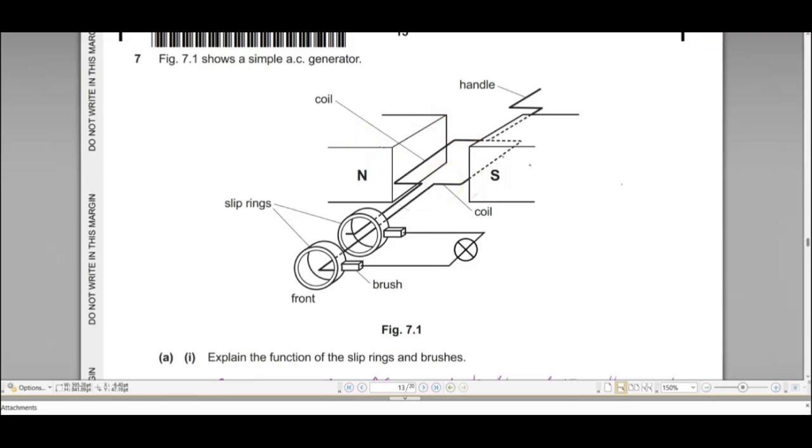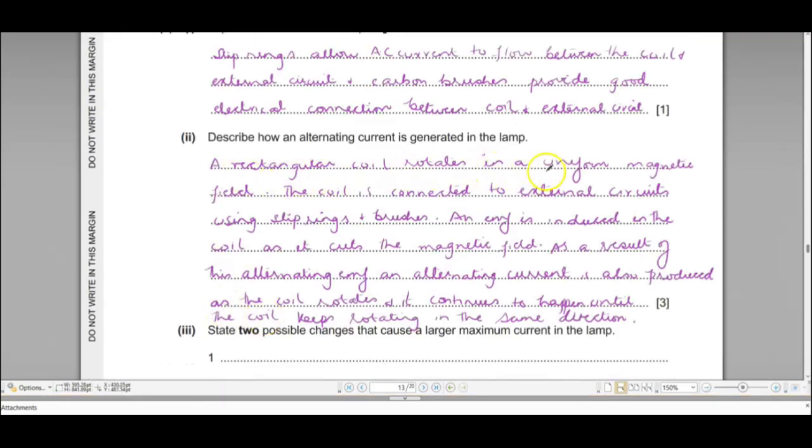So we are going to write this down. A rectangular coil rotates in a uniform magnetic field. The coil is connected to the external circuit using slip rings and brushes. An EMF is induced in the coil as it cuts the magnetic field. As a result of this alternating EMF, an alternating current is also produced as the coil rotates, and it continues to happen until the coil keeps rotating in the same direction.